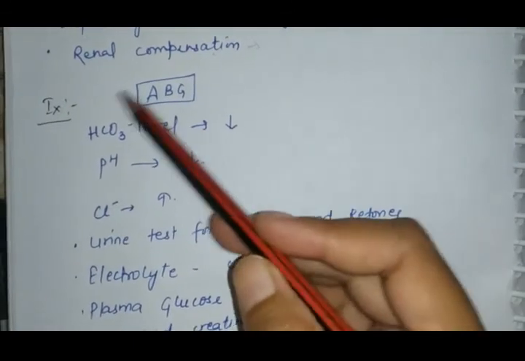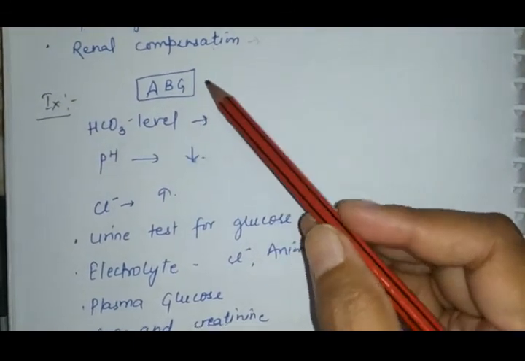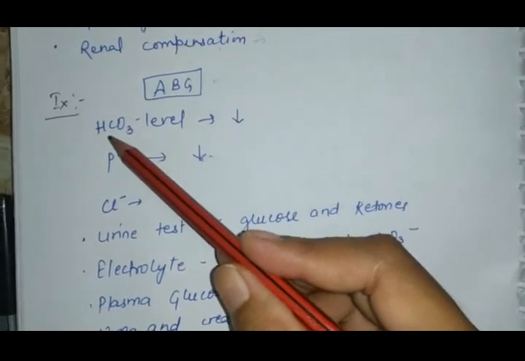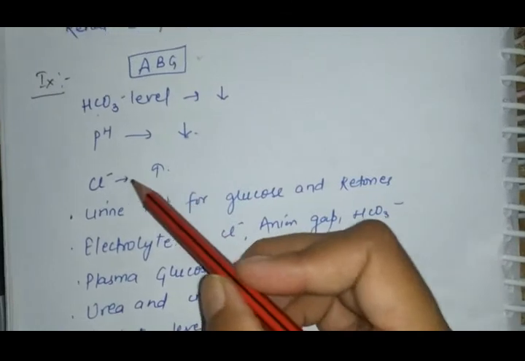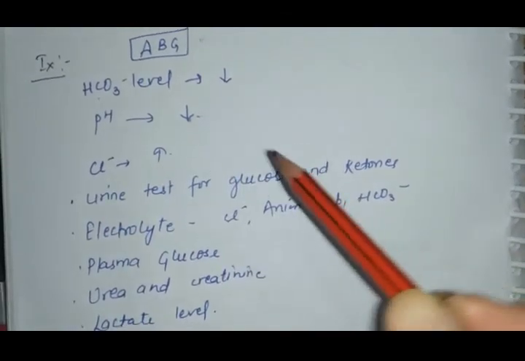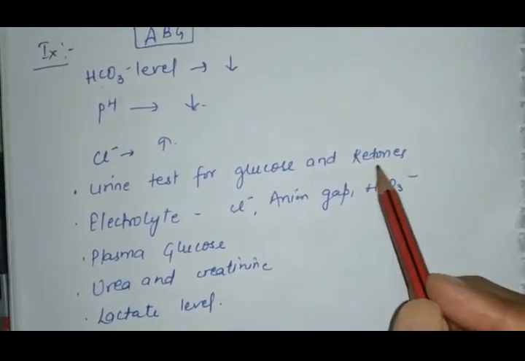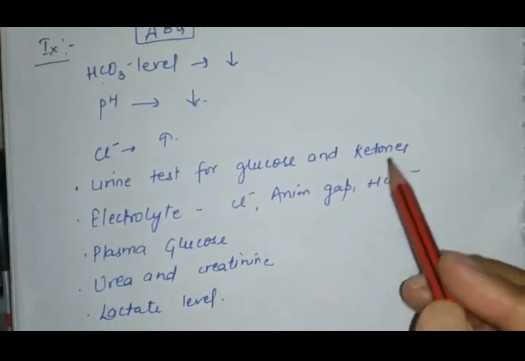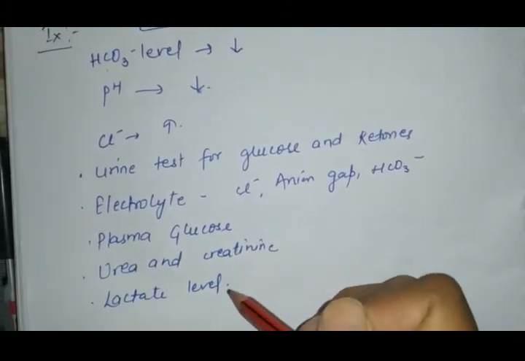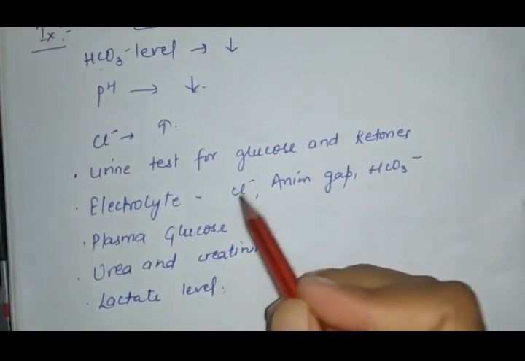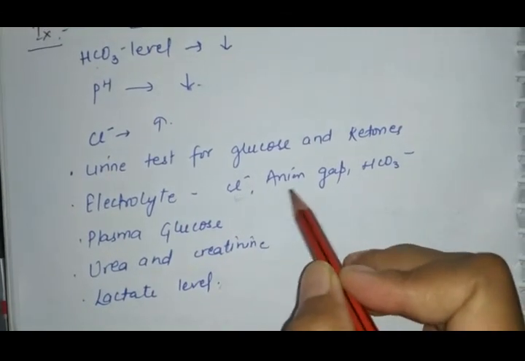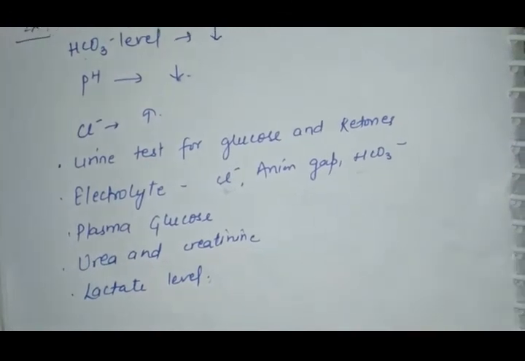What are the investigations that a person has to go for? ABG. In ABG there will be decrease in bicarbonate level and decrease in pH. The chloride level will be increased. Urine test for glucose and ketones because the person may have ketoacidosis, and lactate level also, urea, creatinine, plasma glucose level and electrolyte level to find chloride, anion gap and bicarbonate level.